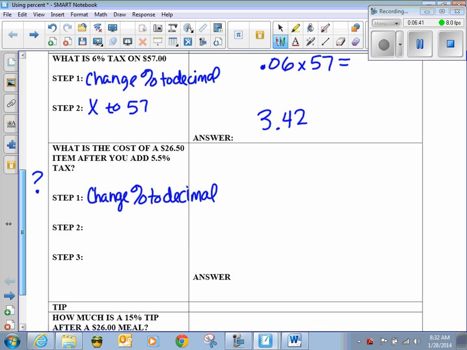To change 5.5%, I do 5.5 divided by 100, and I get 0.055. Step 2, I'm going to multiply that 0.055 by 26.50. So 0.055 times 26.50.